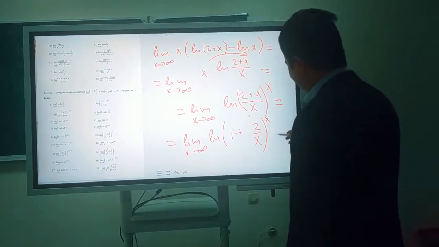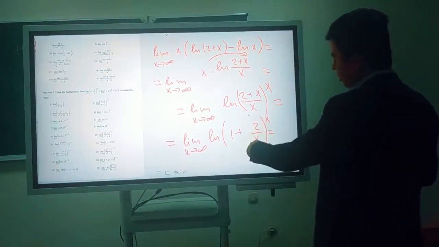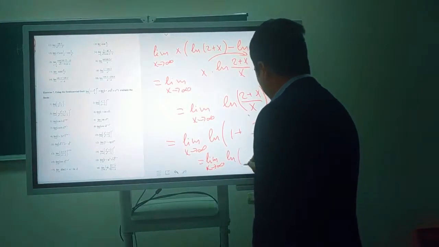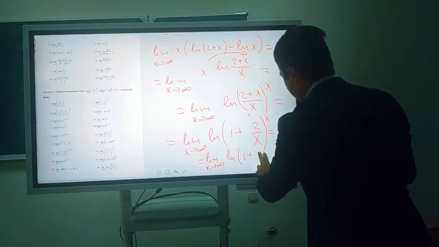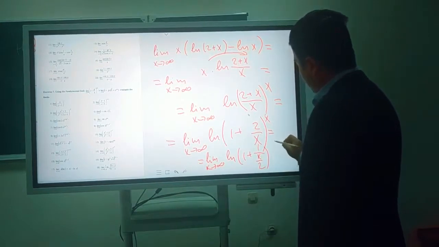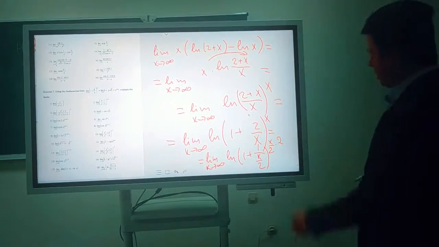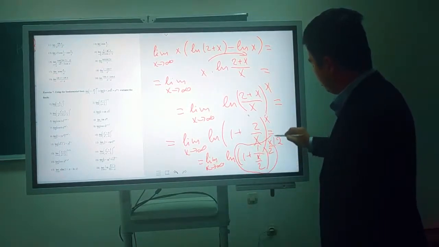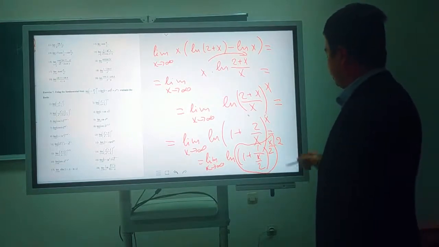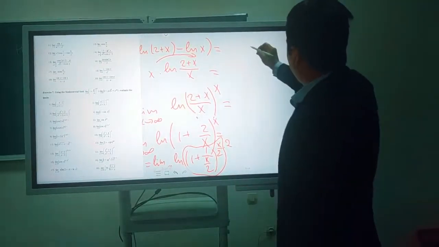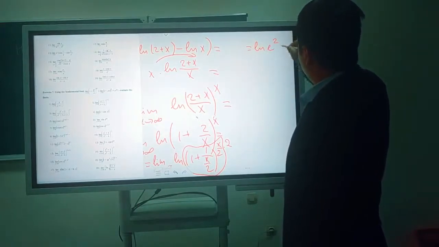So now we can divide by 2 here. One plus 1 over (x over 2), to the power of x over 2 times 2, and we have just x here, multiplying and dividing by 2, and this one gives us what? Number e squared. So the answer is natural logarithm of e squared, or just 2.